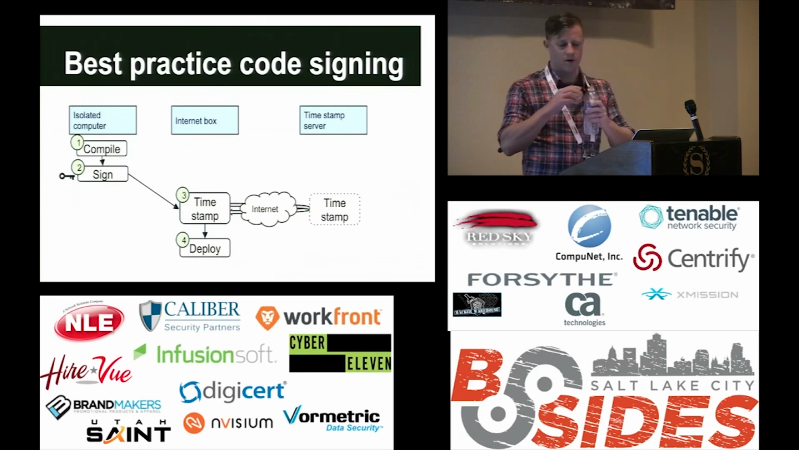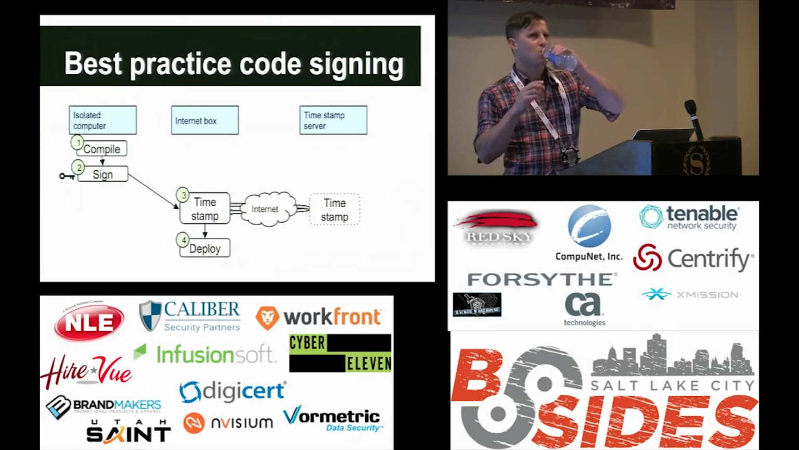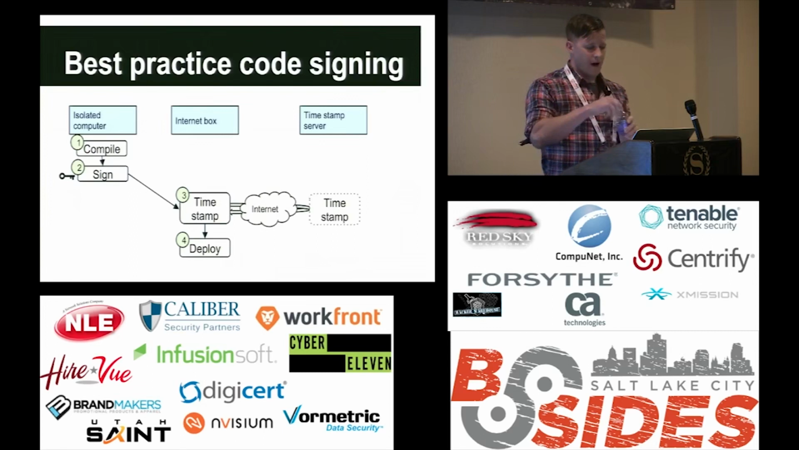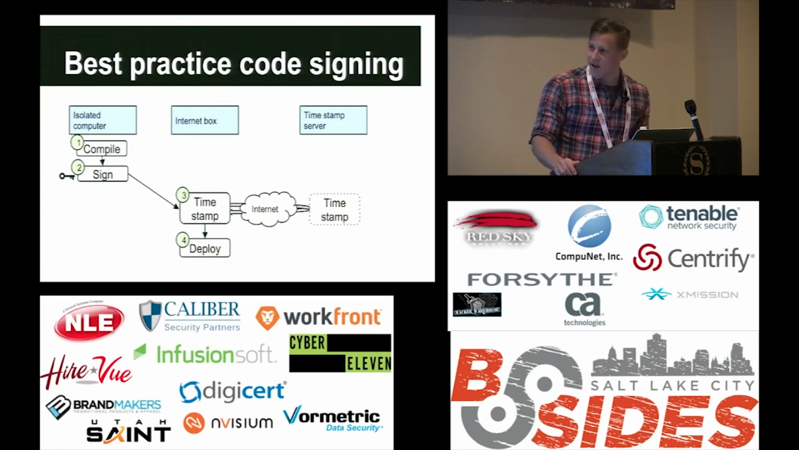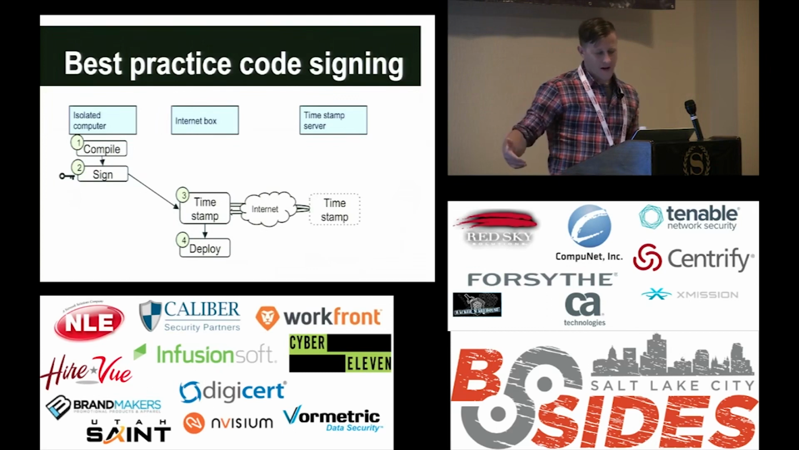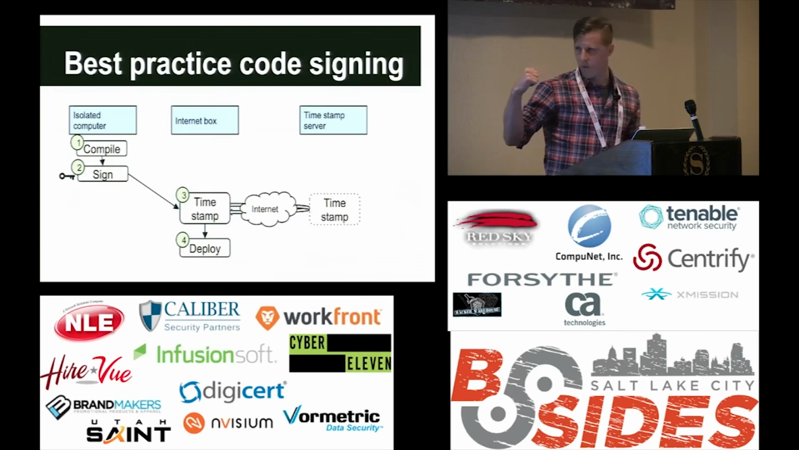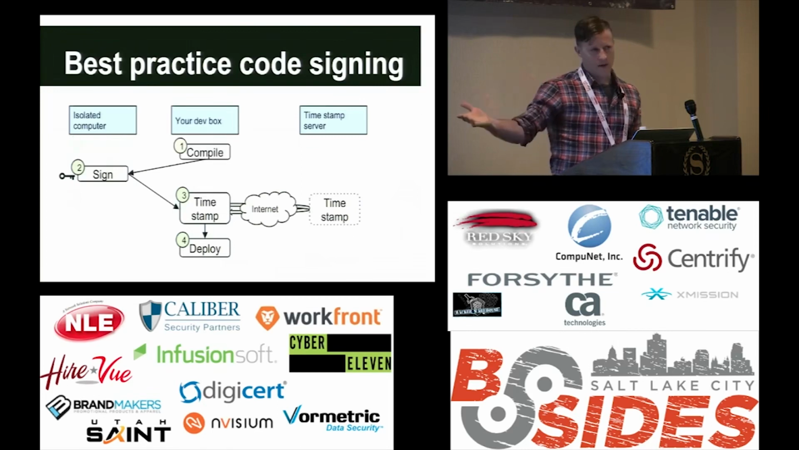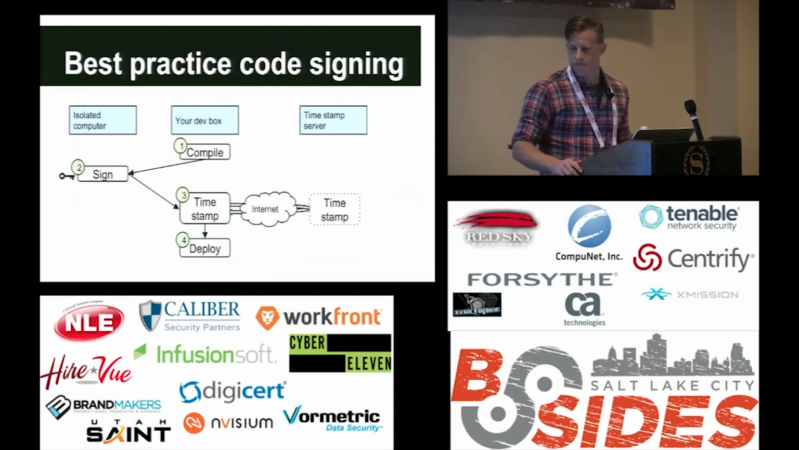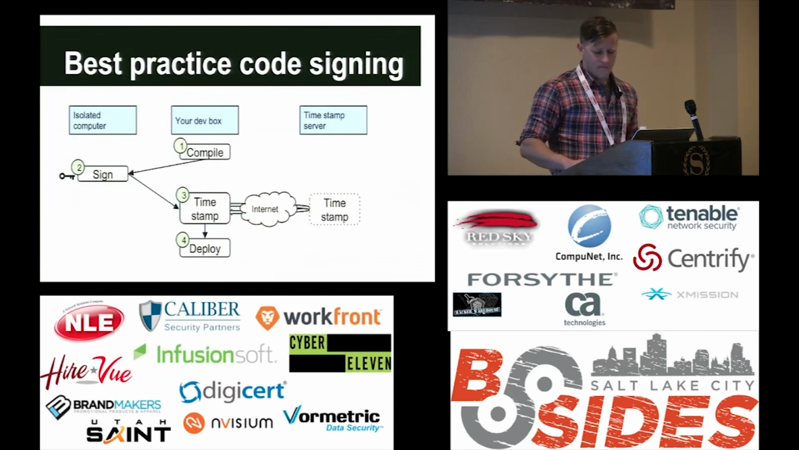So the best practices for code signing would be that you have an isolated system that's not connected to the internet, and you compile and sign there, and then on an internet-connected system, you do your timestamping. Timestamping has to call out to a timestamp server somewhere on the internet, and so that's why that has to be an internet-connected system. And then you deploy it.